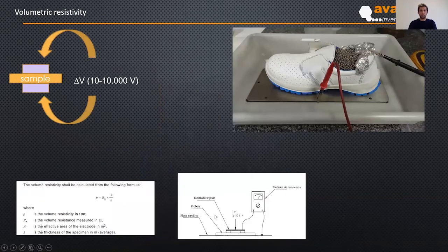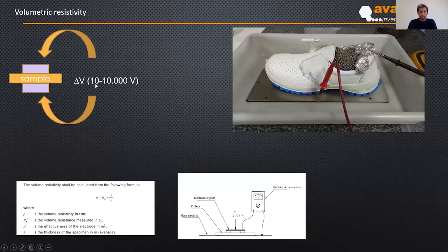If we focus on volumetric resistivity, which is another method of measurement, we need to connect the electrodes to the two sides of the sample, on opposite faces, because we are going to measure the resistivity through the sample. The voltage will be applied from here to here, and it is called the voltage difference.